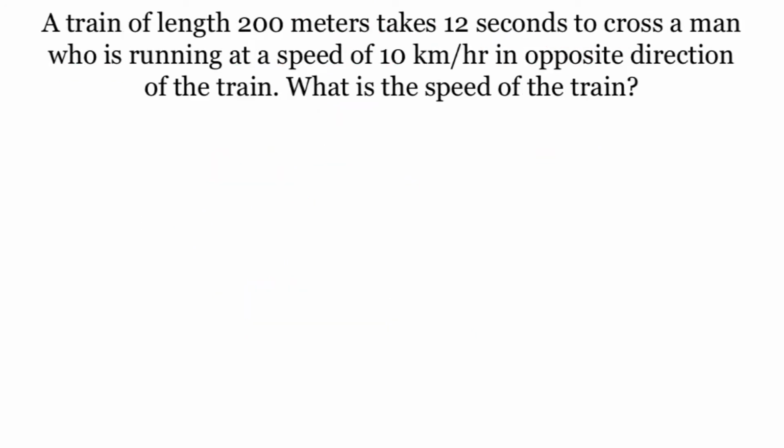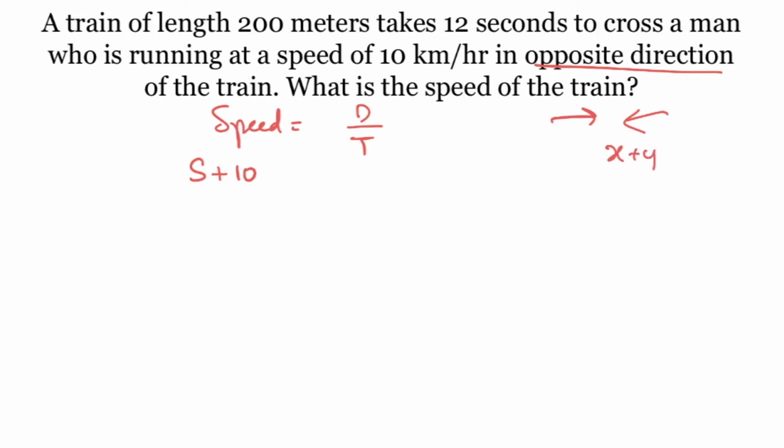A train of length 200 meters takes 12 seconds to cross a man who is running at a speed of 10 kmph in opposite directions. Find the speed of the train. Speed is required. Speed is distance by time. Train and man are in opposite directions, so we add speeds. Speed of train is not given and speed of man is 10. As they are moving in opposite directions, we add speeds into 5 by 18. Now speed in meters per second is equal to distance 200 divided by time 12 seconds.